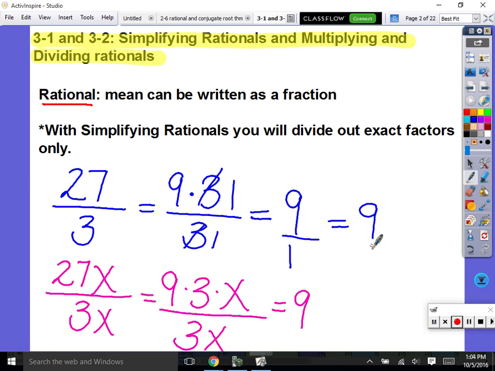If we have 27x over 3x, we would divide out exact factors. 27 factors to be 9 times 3, and then we have times x, right? And on bottom we have a 3 times x, so we would divide out exact factors. 3's divide out to be 1, x's divide out to be 1. Left is a 9. Does everybody understand?